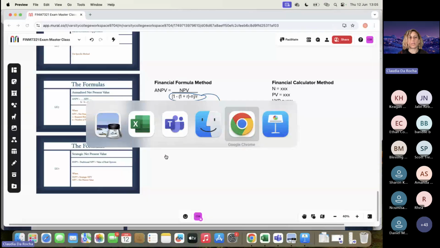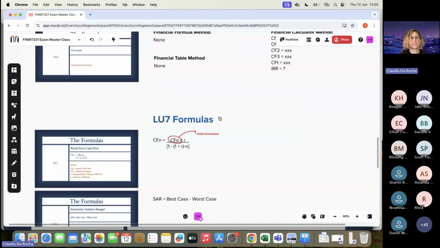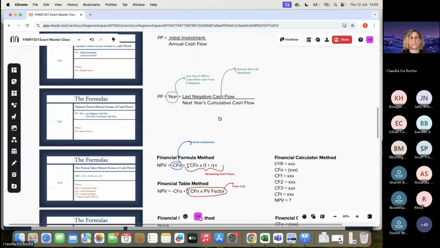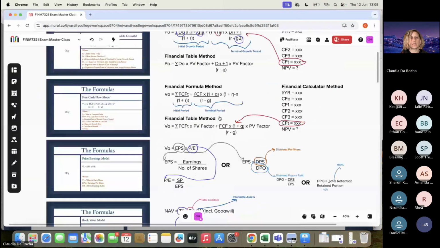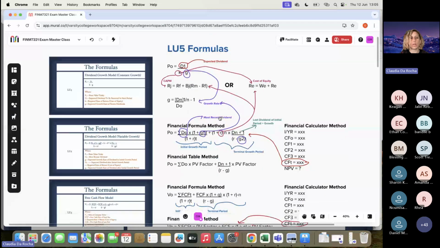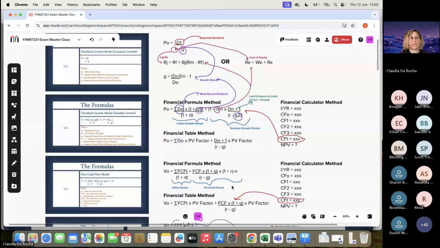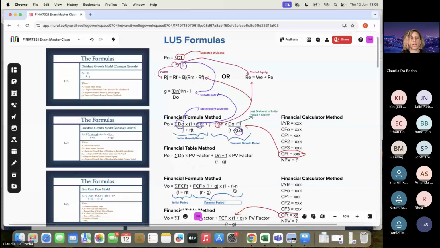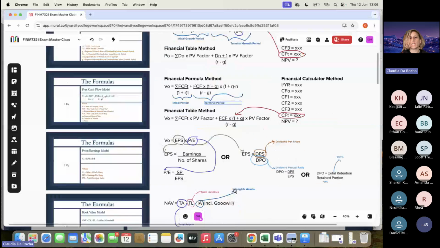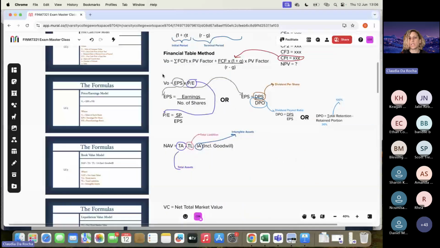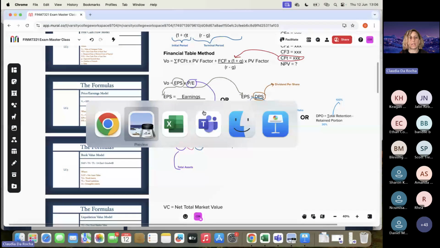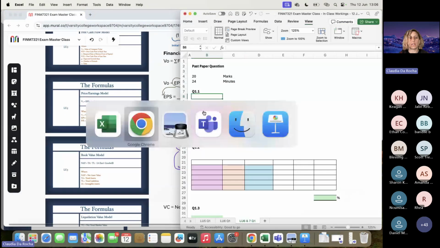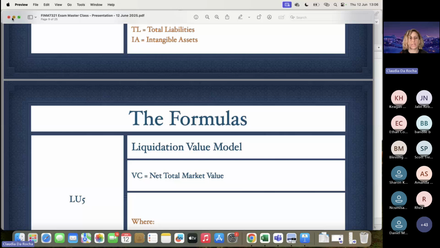Actually, I'll just go to our whiteboard, much quicker. Okay, so remember with our formulas, we are dealing with these ones here. So that is the formula that we need to write down first. V0 is equal to EPS times P over E, or price earnings ratio. Write this down.